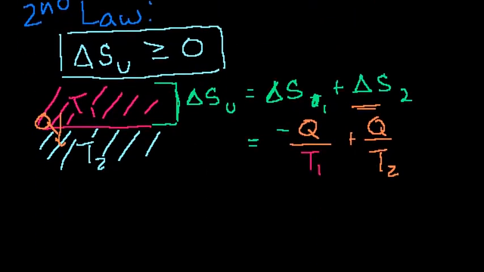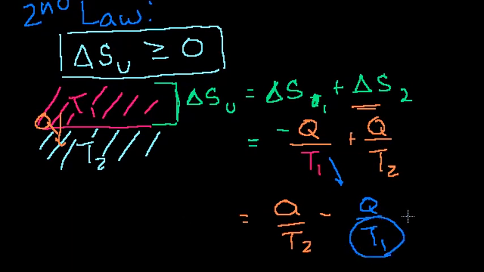Now, is this going to be greater than 0? Let's think about it a little bit. Let me rewrite this. I could rearrange them so that we could write this as Q over T2 minus Q over T1. I'm just rearranging it. Now, which number is bigger, T2 or T1? Well, T1 is bigger, right? This is bigger.